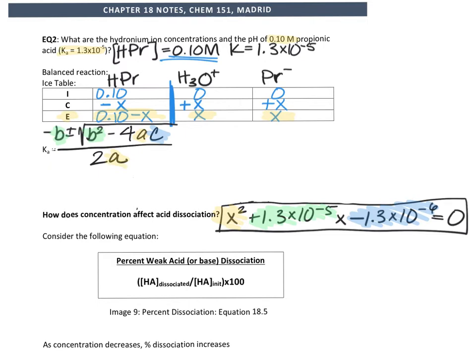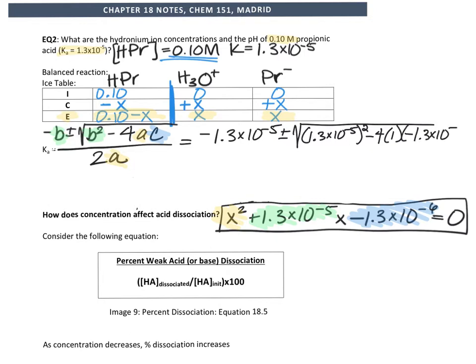All right, let's plug our numbers in. So negative b would be negative 1.3 times 10 to the negative 5 plus or minus the square root of 1.3 times 10 to the negative 5 squared minus 4 times 1 times negative 1.3 times 10 to the negative 6, all over 2 times 1.